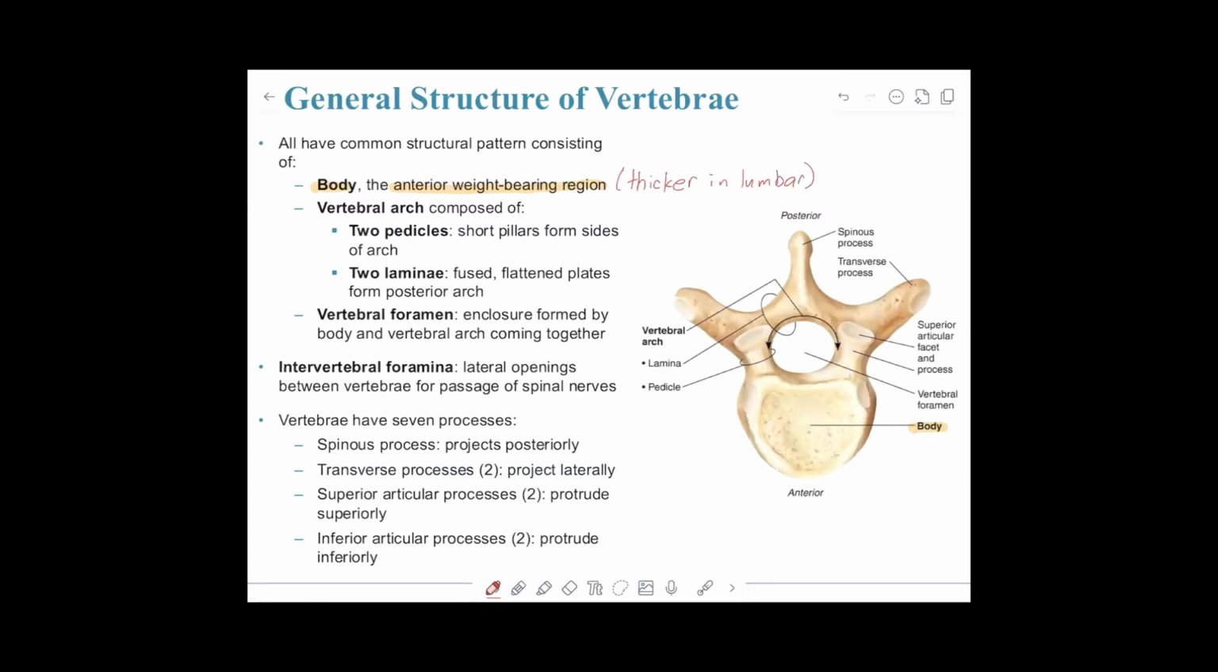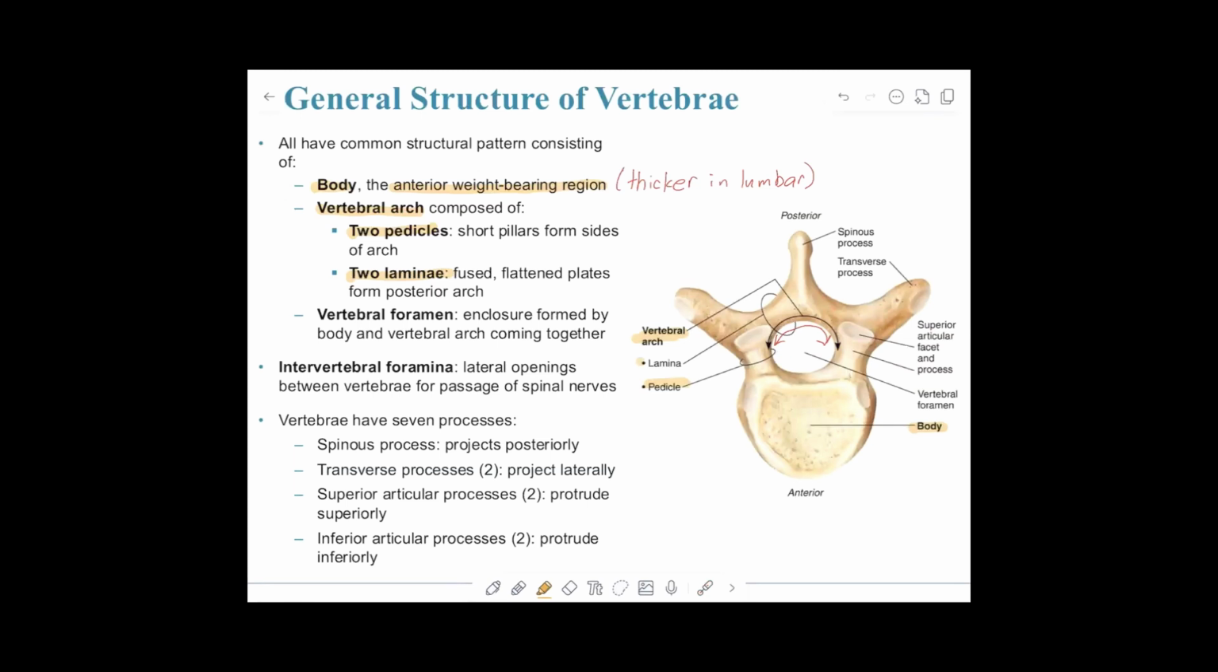The vertebral arch is going to consist of a couple things. It's this entire arch that we see going from here to here with this arrow. The vertebral arch consists of two pedicles and two lamina. The pedicles are these structures right here. So this is a pedicle and this is a pedicle. The lamina are located here. This is one lamina and this is one lamina.